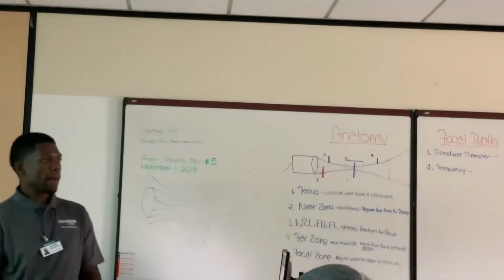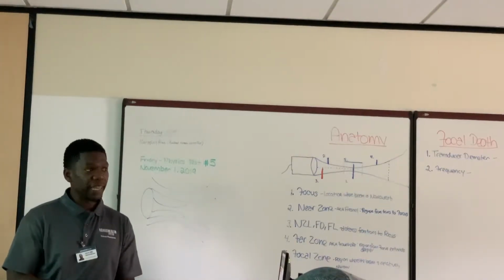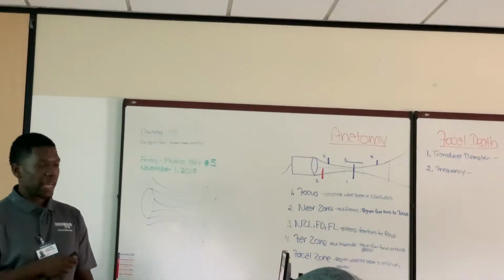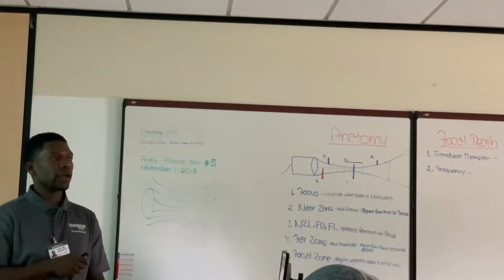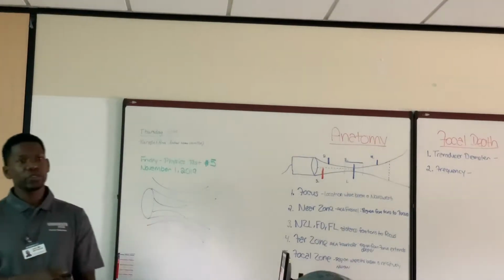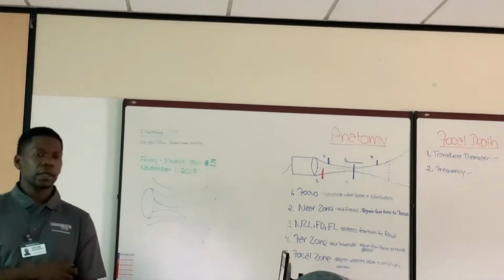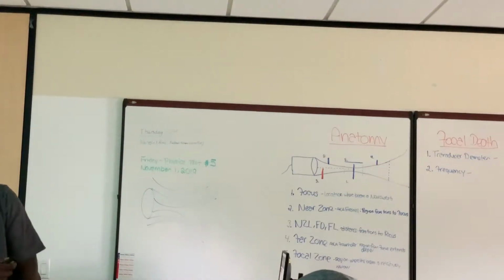The second near zone is far zone, right? Yes, if you go two near zone lengths, the second near zone is actually located in the far zone, because the near zone length is the distance from the transducer to the focus.